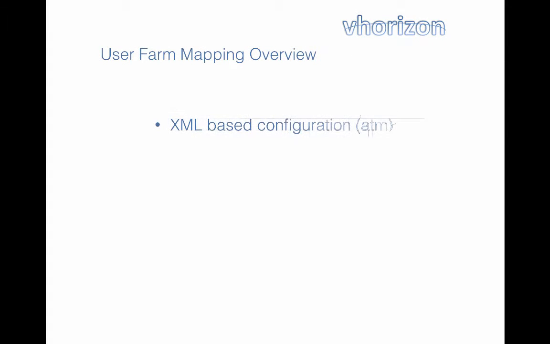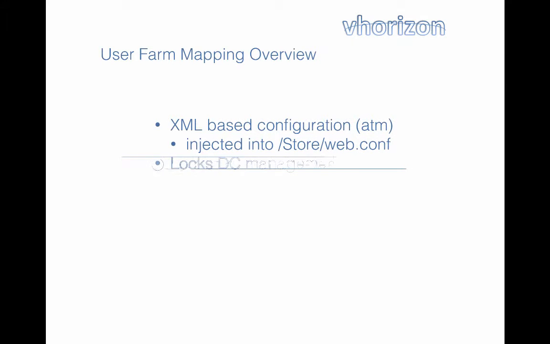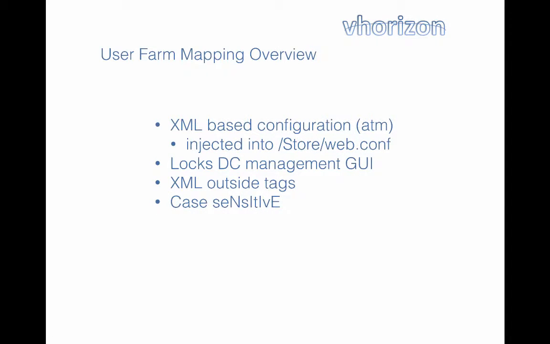So, user farm mapping is a feature of Citrix StoreFront, and it allows you to specify and control which farms and sites are enumerated against based upon a user's Active Directory group memberships. It's a configuration that's XML based, so you have to actually use Notepad or Notepad++ to edit the web config file within a StoreFront store.